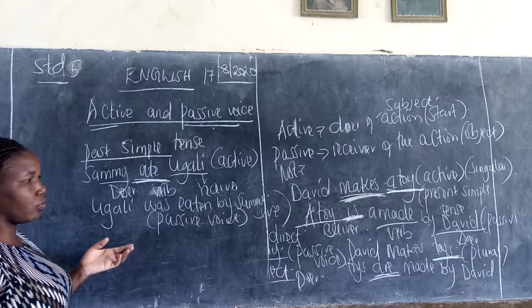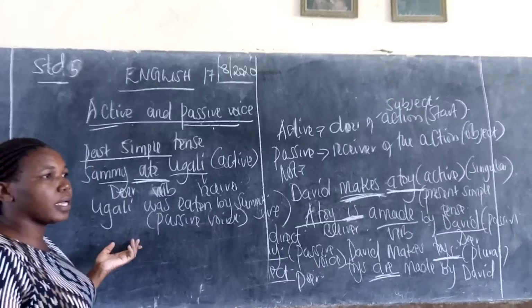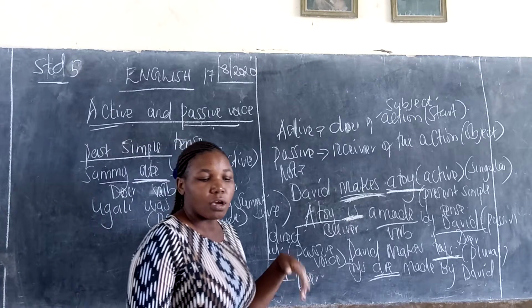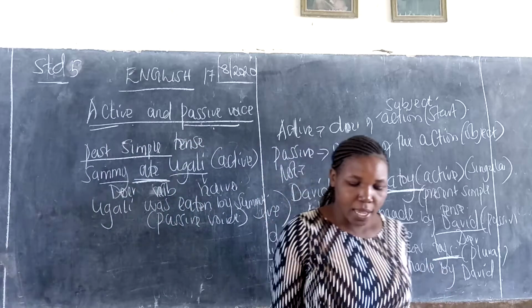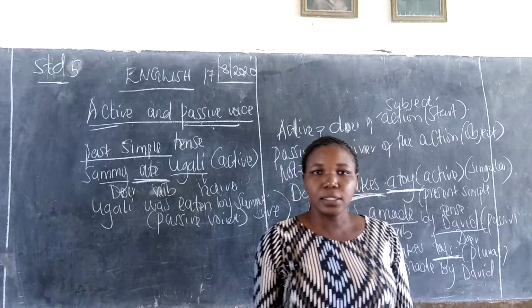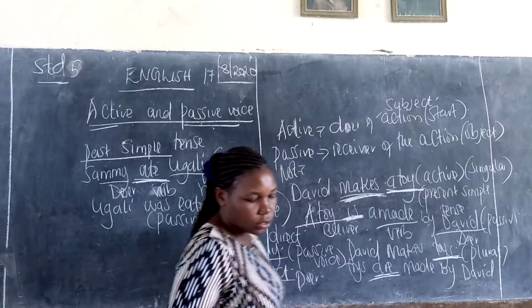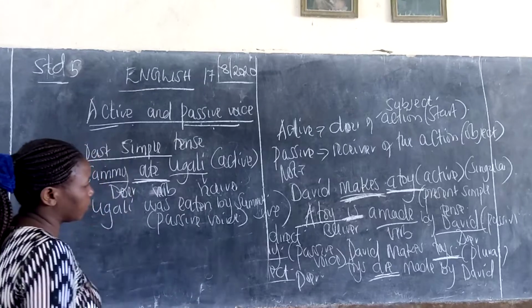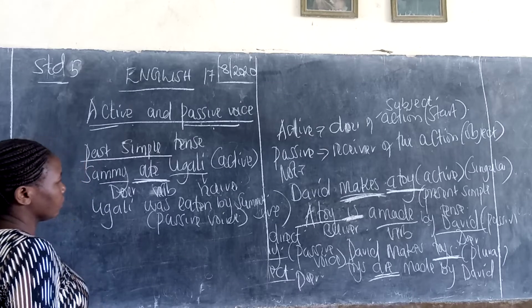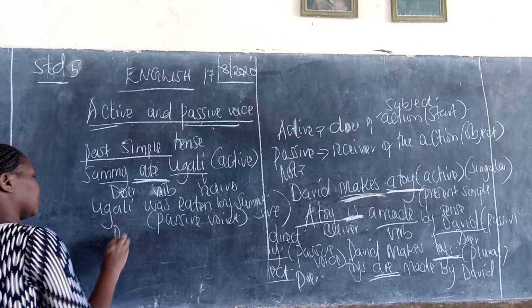So I want us to look at these two types of sentences. There are very many types of sentences. We have not talked about present. Let's look at another sentence, present continuous.